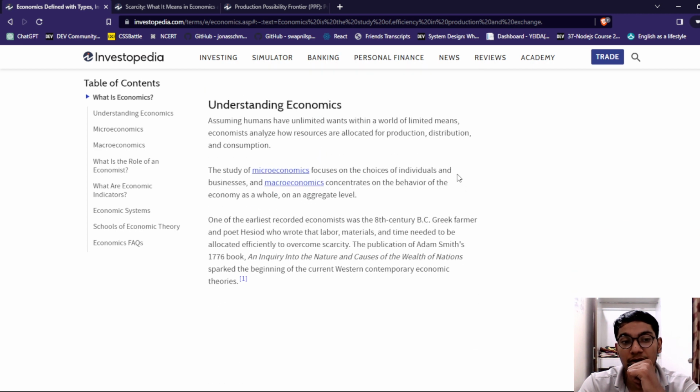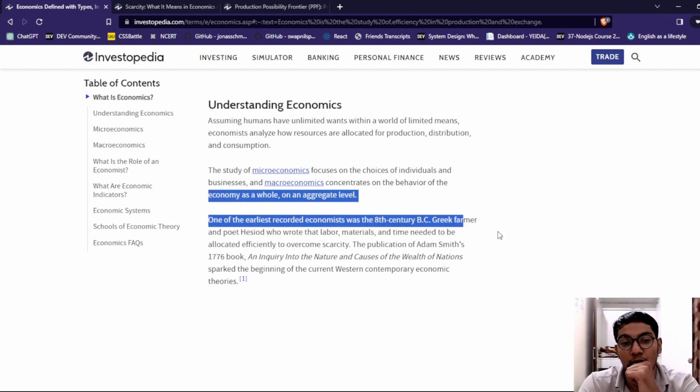To understand economics, assume humans have unlimited wants within a world of limited means. Economics analyzes how resources are allocated in production, distribution, and consumption. The study of microeconomics focuses on the choices of individuals and businesses. Macroeconomics concentrates on the behavior of the economy as a whole, at an aggregate level.